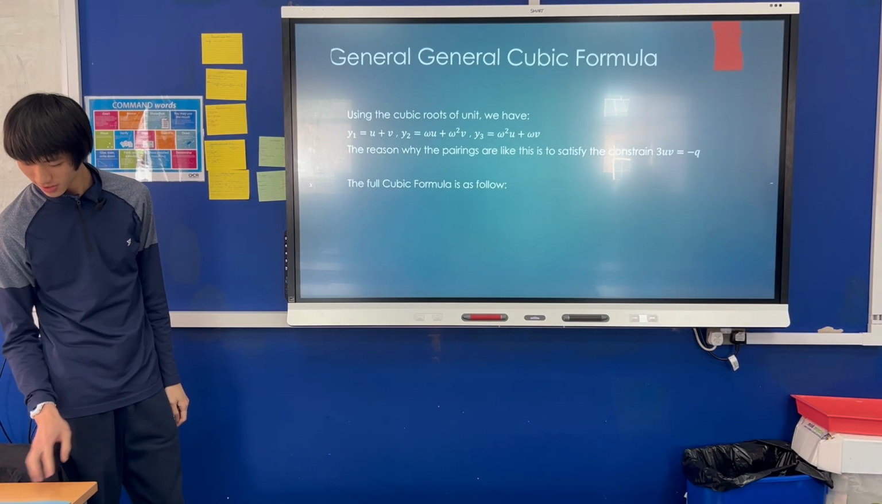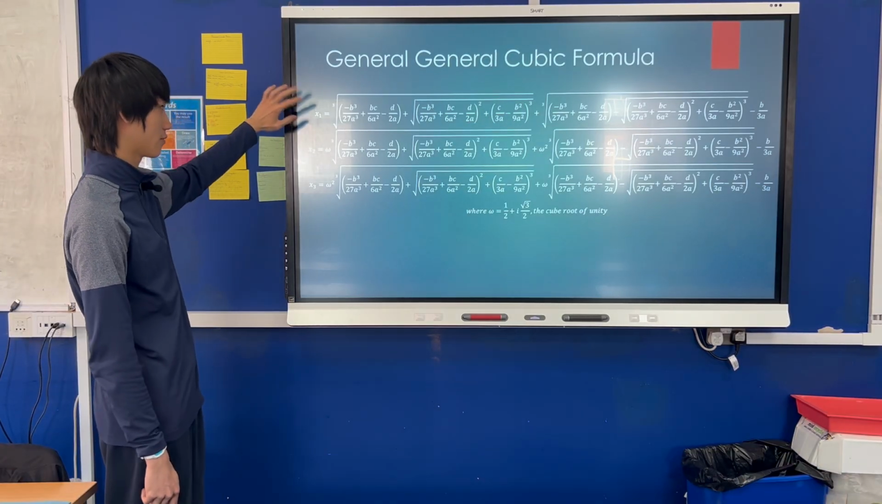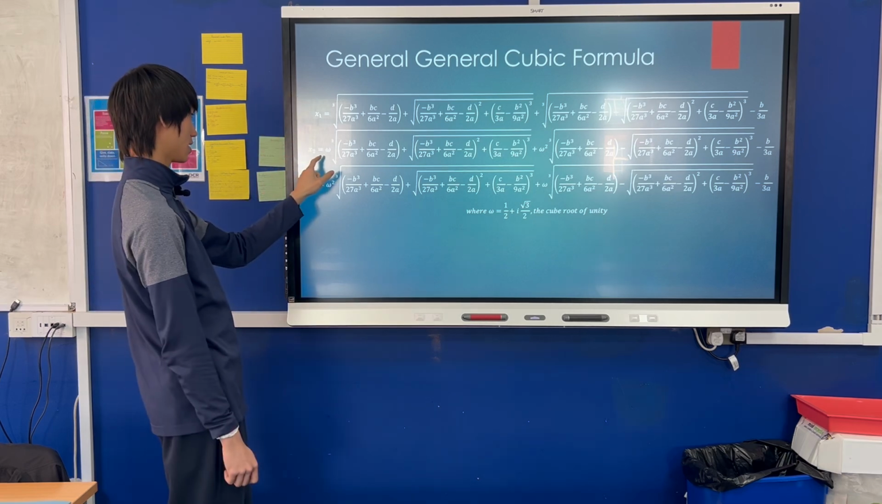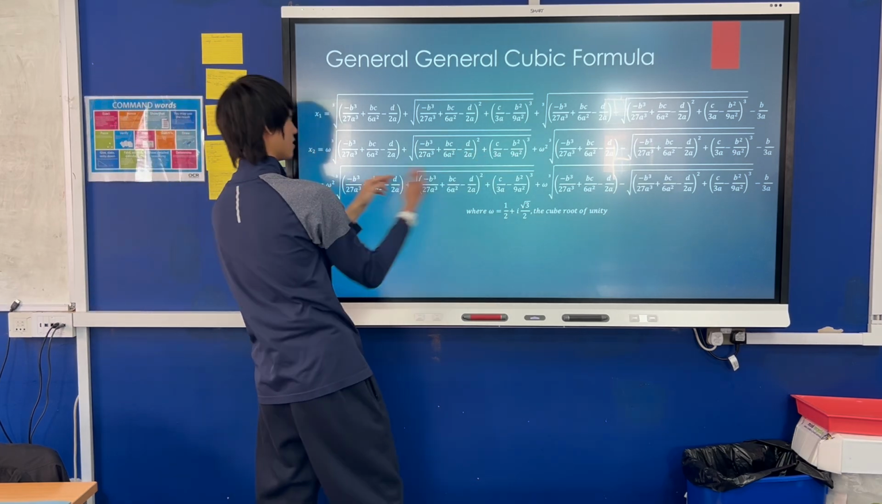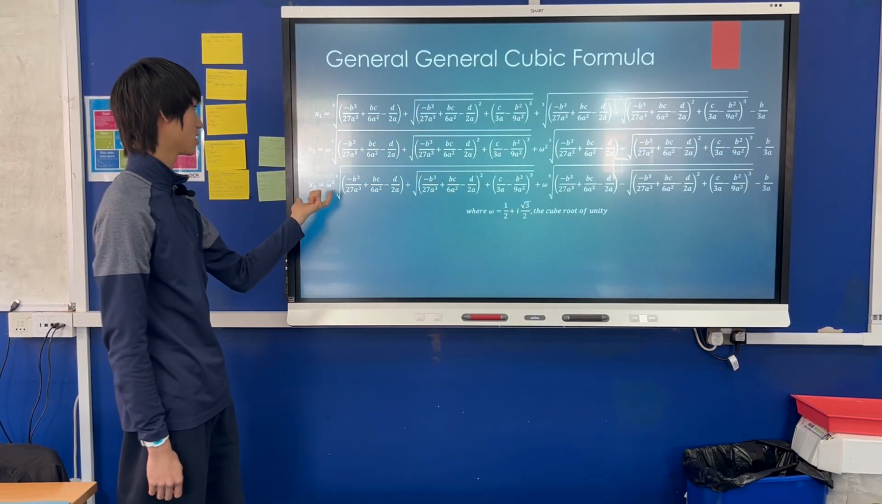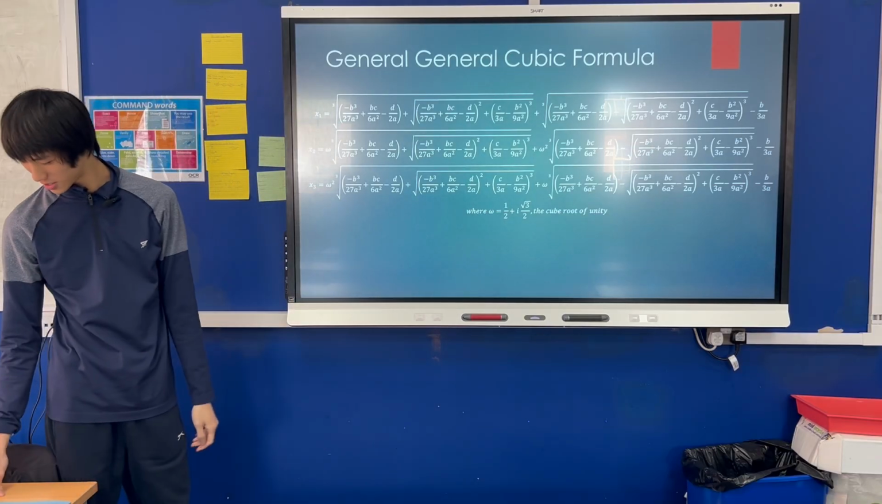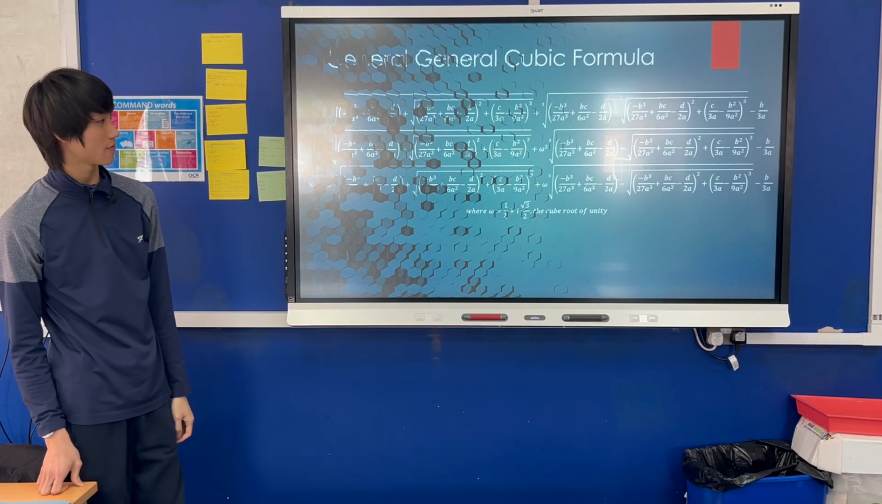So we put in the full cubic formula. We get these three roots. So this is the first one that we're familiar with. This is u, this is omega, this is omega squared, this is v. And you can see, yeah, this is just the other way. So yeah, this is our cube root of unity. And there's an interesting thing here.